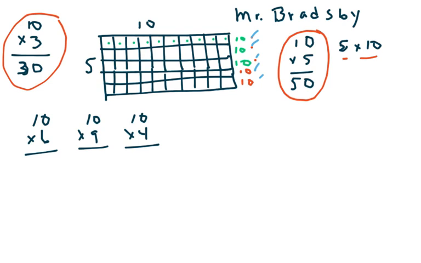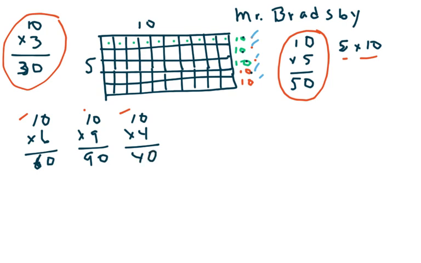Okay, I want you to put me on pause and answer these three problems. It should only take you a minute. Okay, 6 times 10: 10, 20, 30, 40, 50, 60. 9 tens is 90. 4 tens: 10, 20, 30, 40. And yes, I'm sure that's what you got.